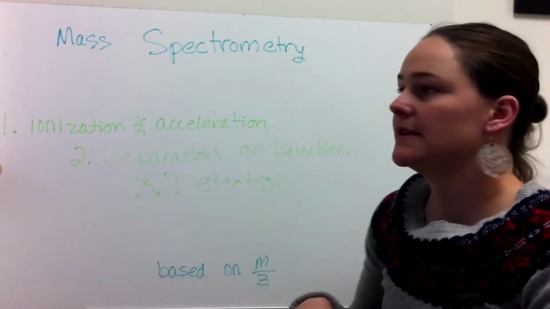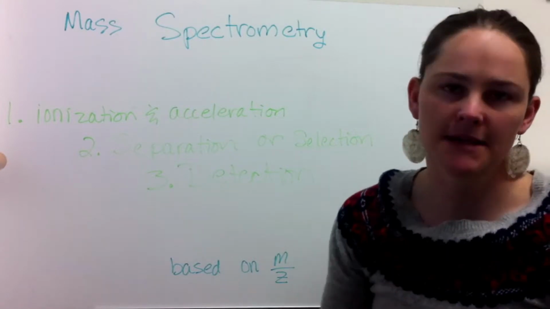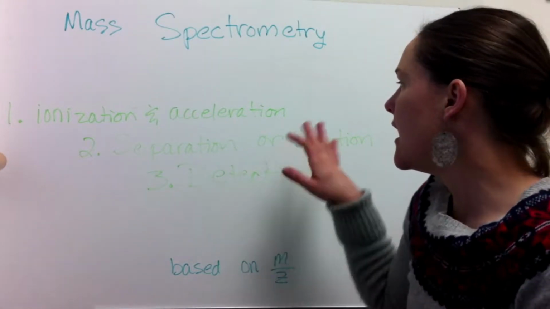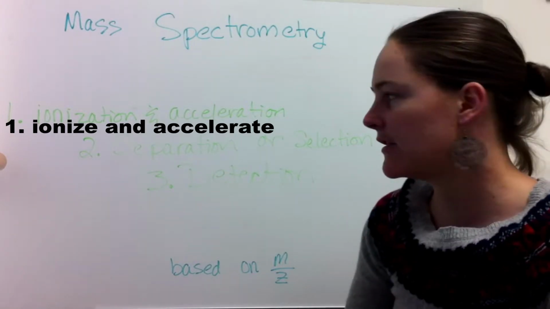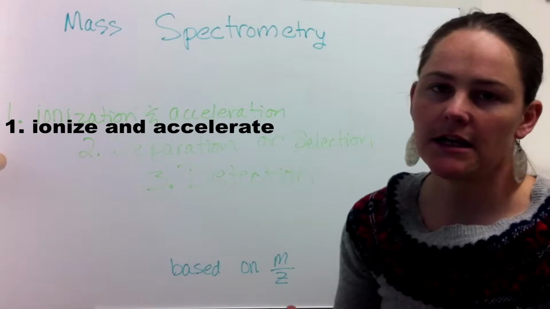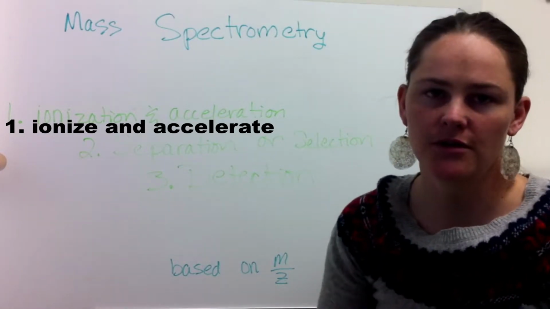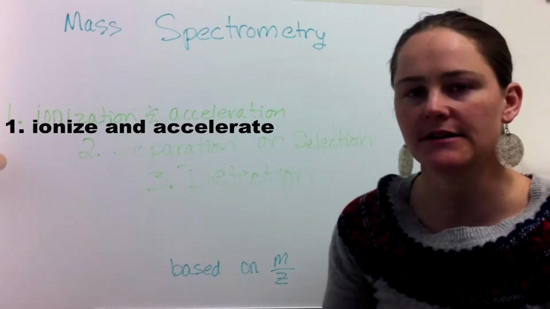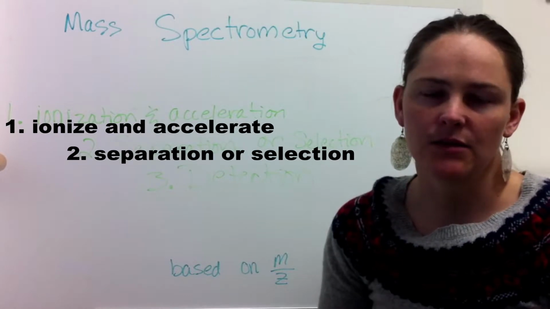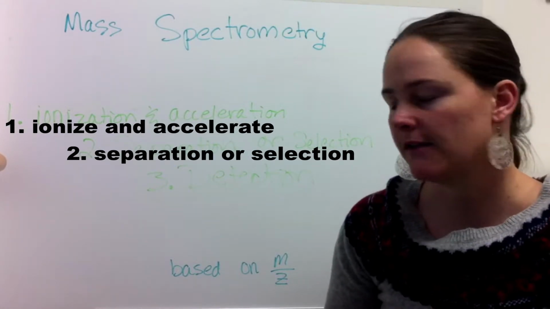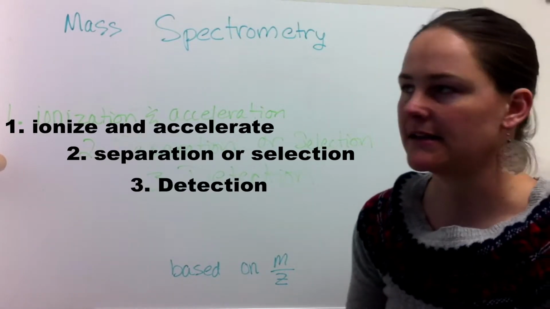So the first thing you have to do is take a neutral ion and ionize it. Sometimes that involves breaking it into pieces, but first you have to ionize it and then you have to accelerate it. So you need some ionization method. Then you need separation or selection, some way to separate the ions that you've made. They're often a mixture, and so we need some way to separate the ions or select for a specific ion that we're looking for. And then we need to detect it, so we need to detect the ions.